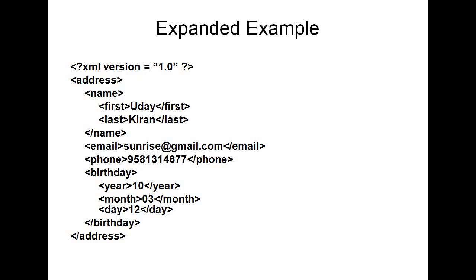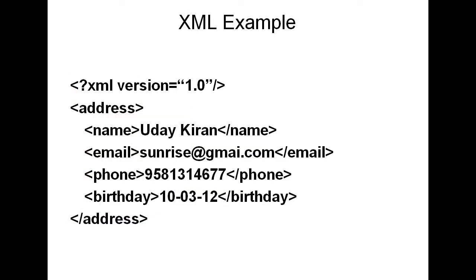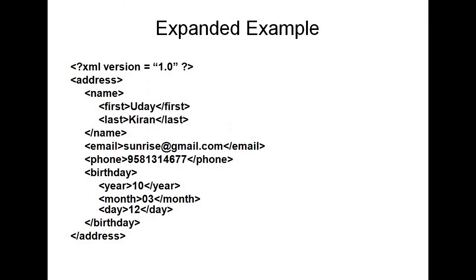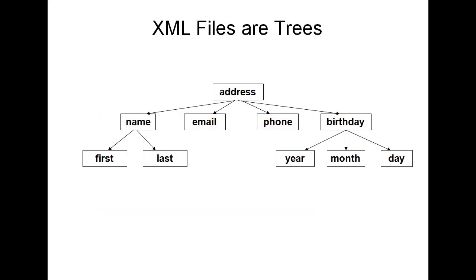But in the example on the last slide, if I have data like 10, 3, 12, I can't understand which is the year, which is the date and which is the month. Whereas if I expand my example further, it becomes clear that 10 is the year, 3 is the month, and 12 is the day. And then we close the birthday tag, as well as the address tag.